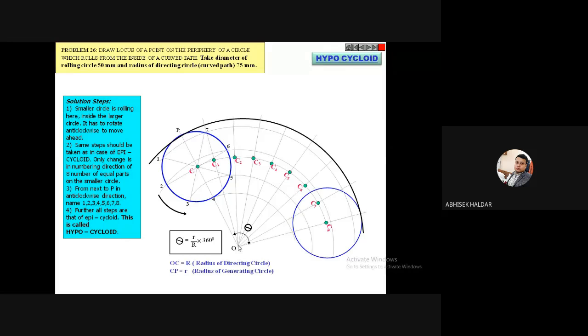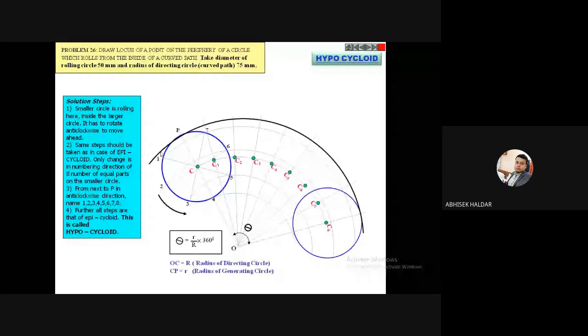Next, O to 2. O to 2 will be my radius in my compass, and I will draw an arc which should pass through this point 6, and I will complete that arc up to the angle theta. Then O to 1 will pass through 7, and O to 8 or P has already been drawn because that is nothing but the directing circle. Up to this, any doubt, feel free to ask.